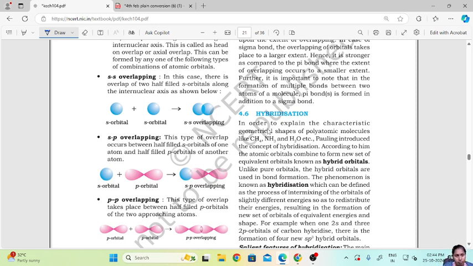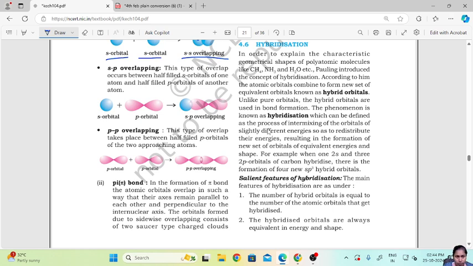In case of ss overlapping, there is overlap of two half-filled s orbitals along the internuclear axis. So you will have two s orbitals which overlap with each other to form ss overlapping. This also gives rise to a sigma bond. Now next you have sp overlapping. Sp overlapping means there will be a half-filled s orbital of one atom and a half-filled p orbital of another atom. So we will have two orbitals, s and p, both half-filled. So this is sp overlapping.